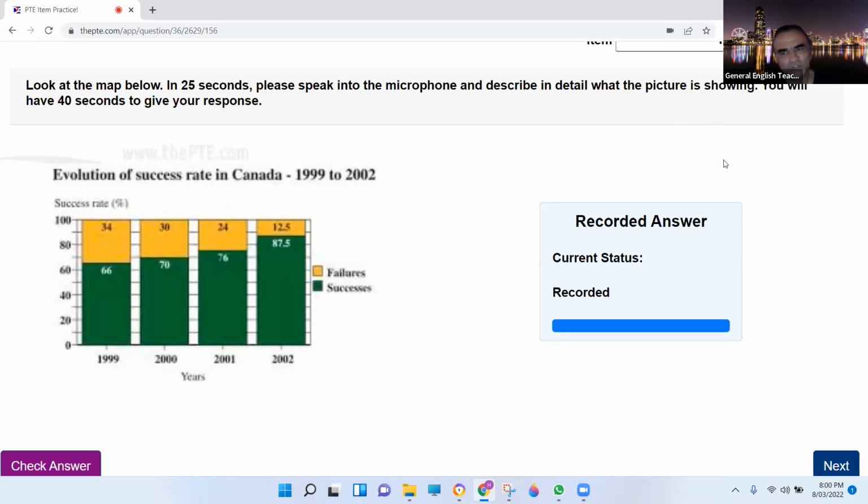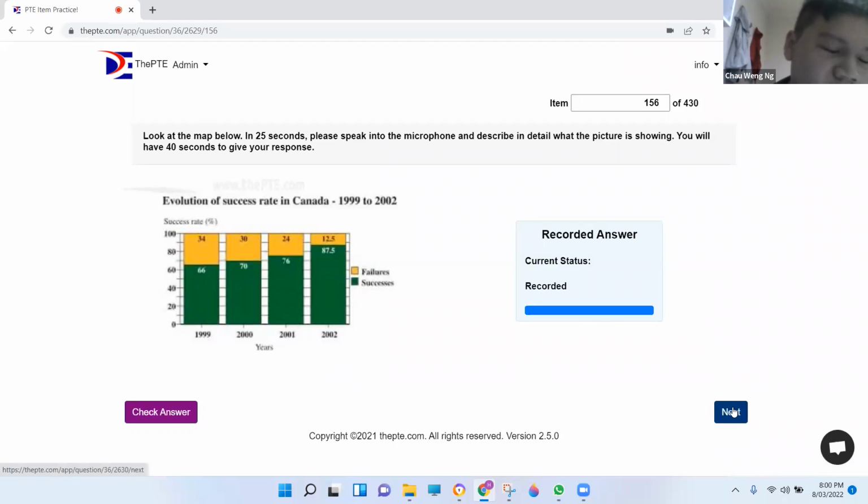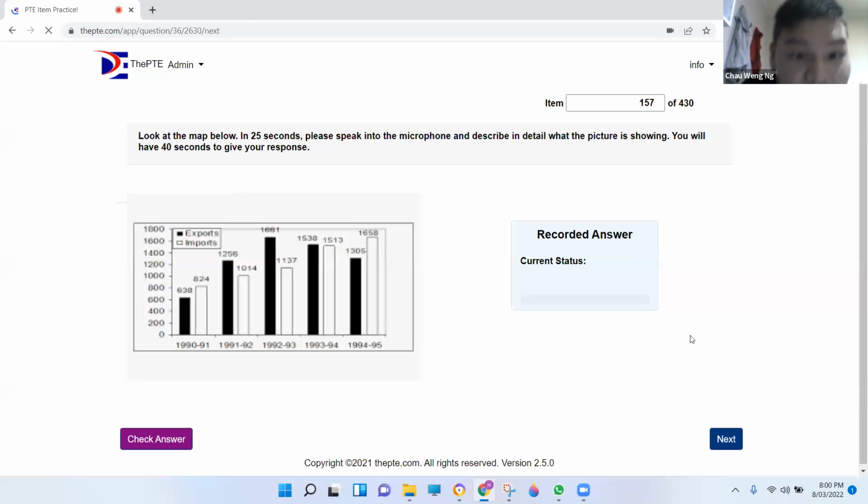Very good. Time's up. Excellent. You talked for 40 seconds. Very good. But try to memorize the template, okay? It can save you time. Very good. Next one.